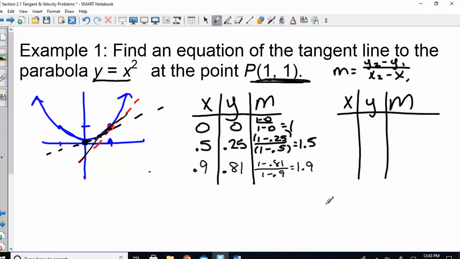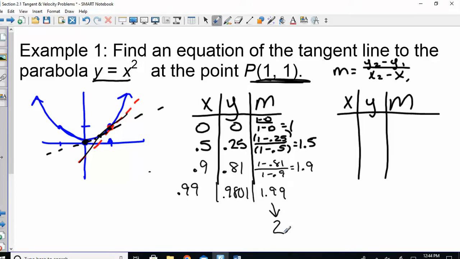If you just have to look at this, could you make a guess at what you think the slope is getting close to? What would you guess? 2? If you weren't sure, if it wasn't obvious, could you plug in another point right now? Yeah, we could go 0.99 if we really wanted to. So if I put in 0.99, and then when I did my slope, 1 minus 0.9801 over 1 minus 0.99, I get 1.99. Does that make you feel more confident that it's getting closer to 2? Yeah. So it looks like this is approaching 2.